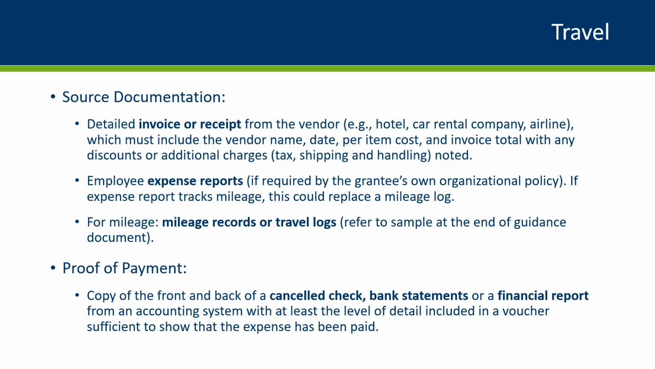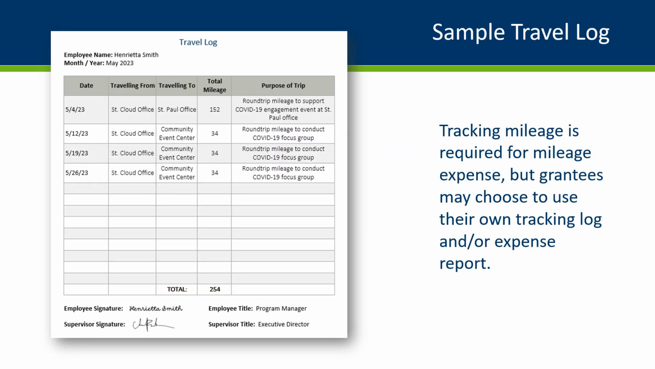Was the travel expense made within the grant period? Are expenses within the Commissioner's plan limits? If you have questions about the Commissioner's plan, you should talk to your grant manager. Is mileage included at or under the IRS limit that was current at the time of travel? Here is a sample travel log. Tracking mileage is required for mileage expense, but grantees may choose to use their own tracking log and/or expense report.